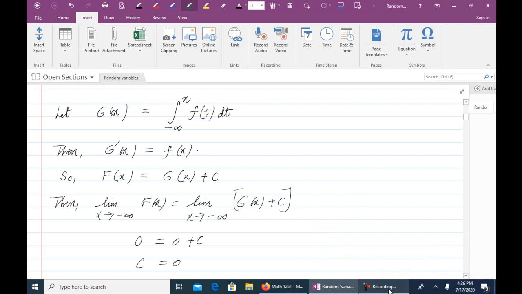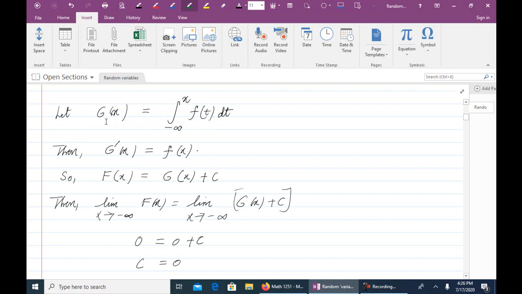Welcome back, everybody. In this video we explore the connection between the CDF and the PDF. So let's start by defining this function G of x to be the integral from negative infinity up to x of the PDF f of t dt. So small f here is the PDF of a continuous variable.